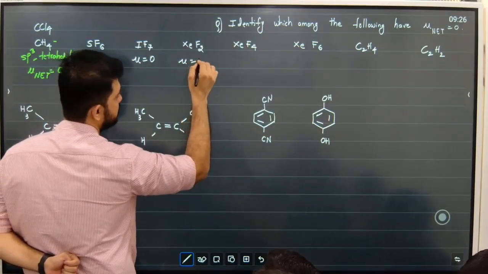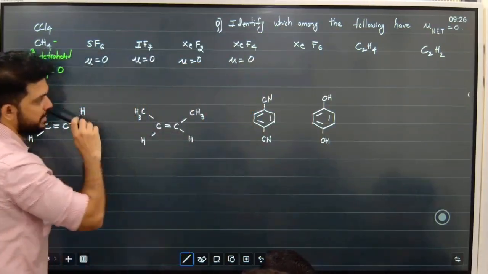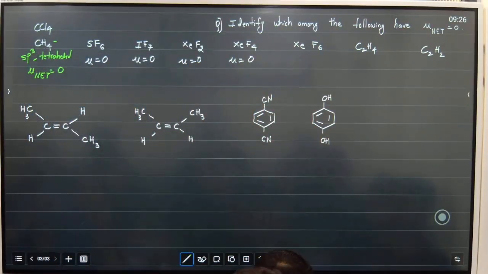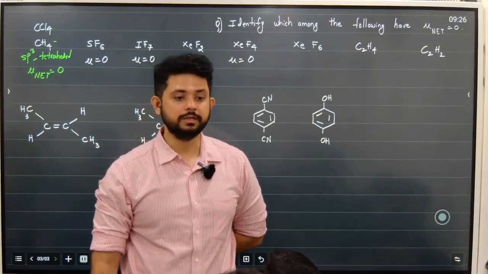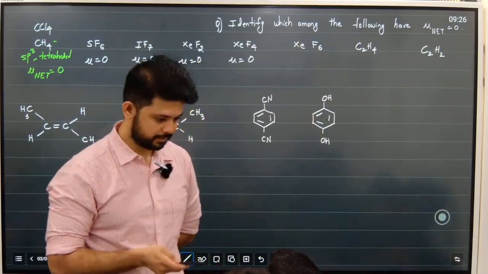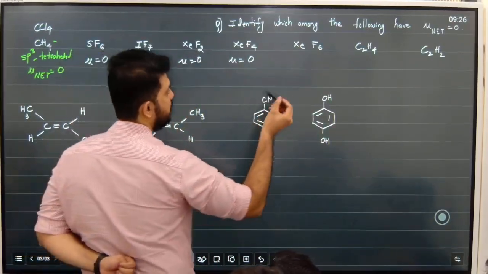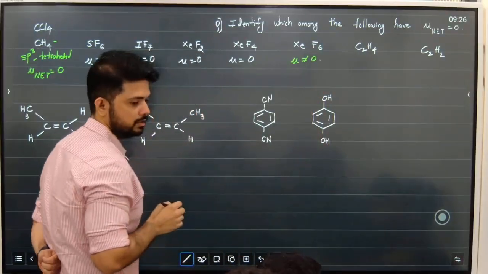XeF2, XeF4. So all of these have net dipole 0. But what about XeF6? XeF6 was distorted octahedral. Yeah, there was another geometry, capped. Excellent, capped octahedral. The net dipole here is not 0.